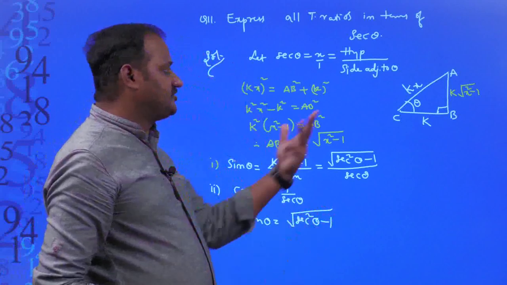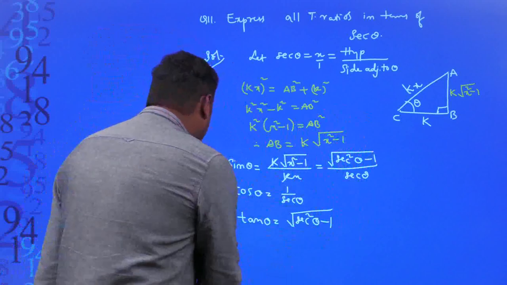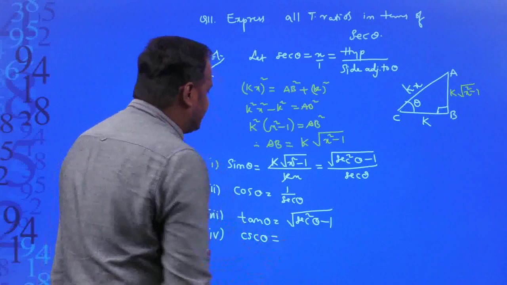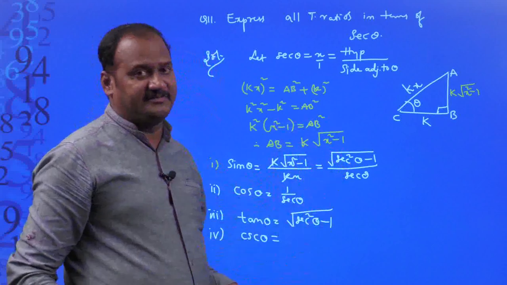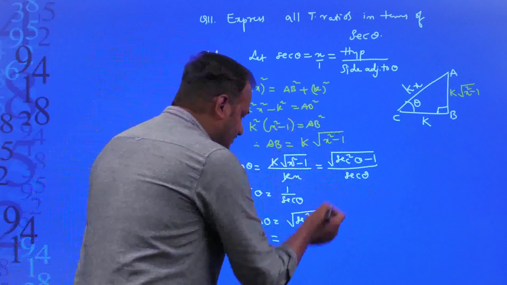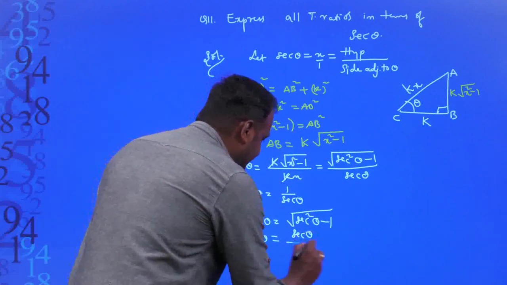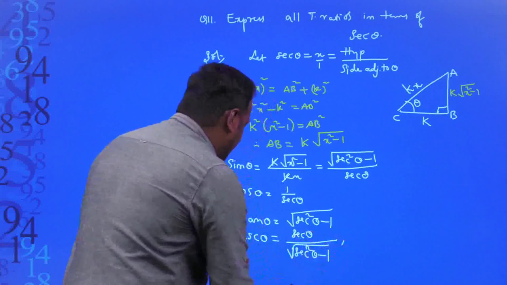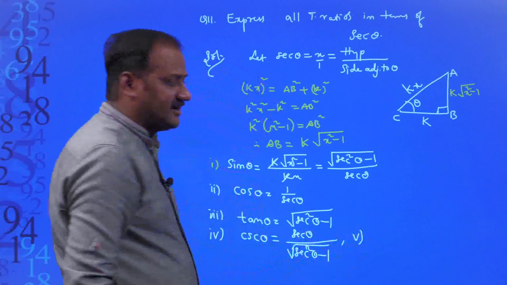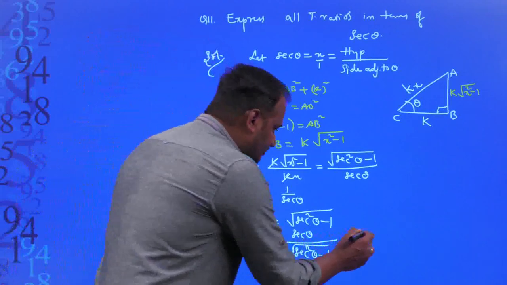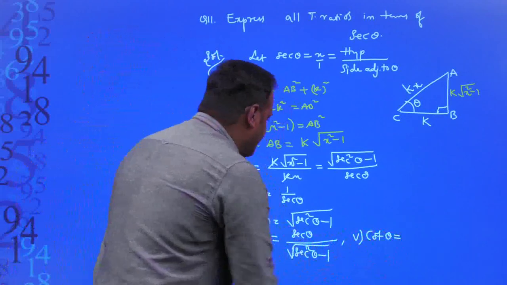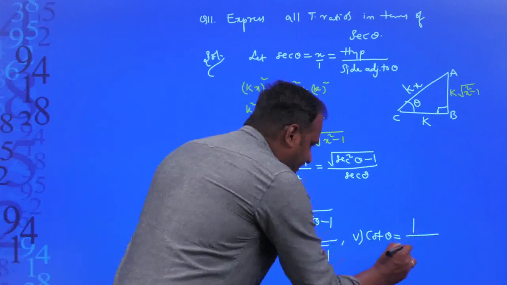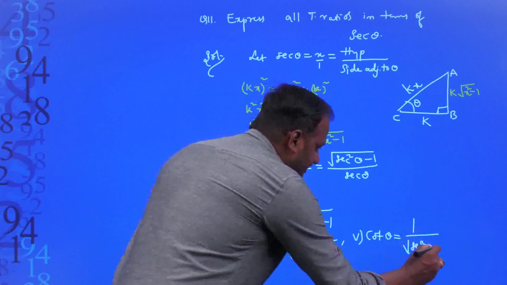The other three trigonometric ratios are the reciprocals of the first three ratios. What is the fourth one? The fourth one is cosecant theta. Cosecant theta is equal to 1 by sin theta. Sin theta is this, so cosecant theta will be the reciprocal of sin. When you write the reciprocal of sin, you get secant theta divided by root over secant square theta minus 1. And the last trigonometric ratio, what is that? Cot theta, because secant is equal to secant. Moreover, cot theta is the reciprocal of tan theta. Here tan theta is equal to root over secant square theta minus 1, and the reciprocal of this is 1 divided by root over secant square theta minus 1.